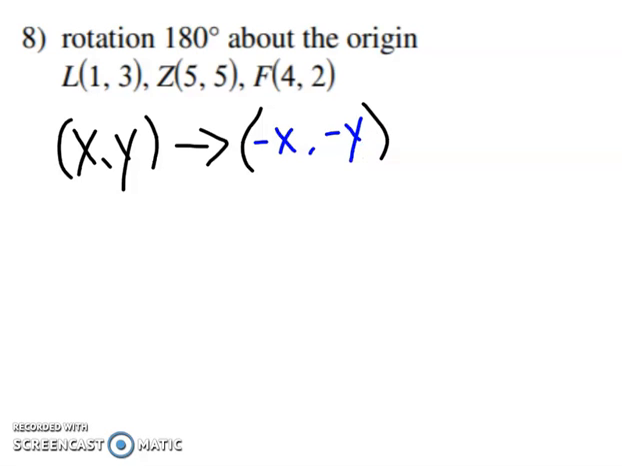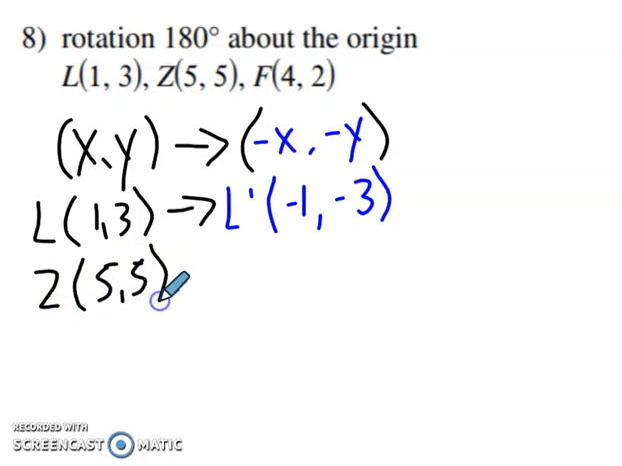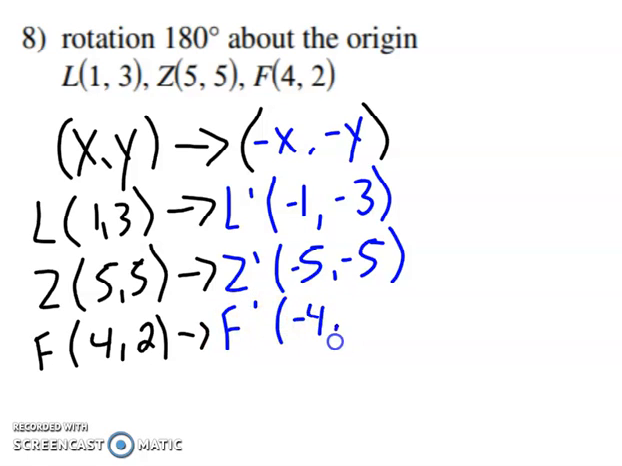So let's talk about it. L is currently 1, 3. We apply our rule. L prime is going to be negative 1, negative 3. Z is 5, 5. We apply our rule. Z prime is negative 5, negative 5. And last but not least, F is 4, 2. F prime is now the opposite, which is negative 4, negative 2. And that's it. That's all we do.